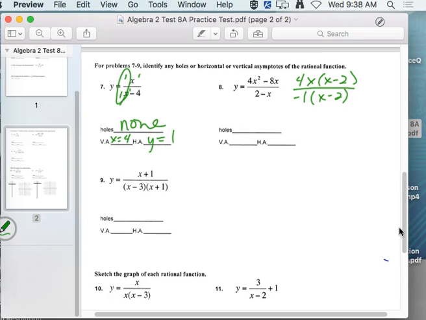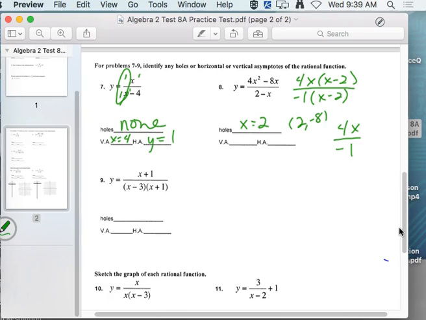Where's the hole? 2. Now, if we wanted to know exactly where the hole is going to be, we could cancel these out and put the 2 in there. What would you get? -8, yeah. If you write x equals 2, you're done. But if we had to graph this one, that way we would know exactly where the hole is going to be.